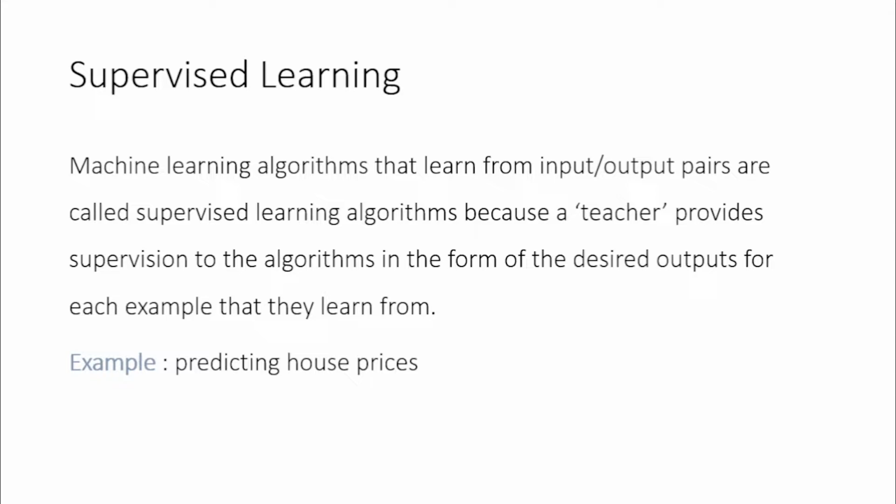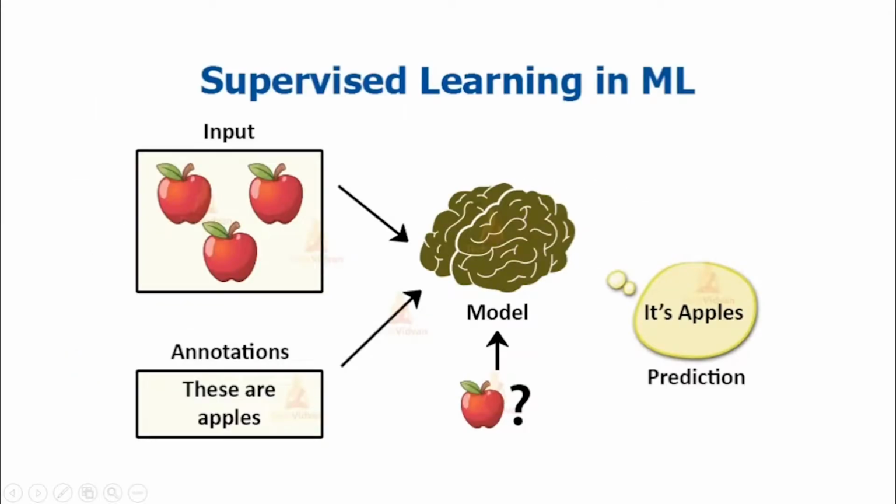Machine learning algorithms that learn from input-output pairs are called supervised learning algorithms because the teacher provides supervision to the algorithms in the form of desired outputs for each example that they learn from. Example, predicting house prices. So let us now look at an example of supervised learning.